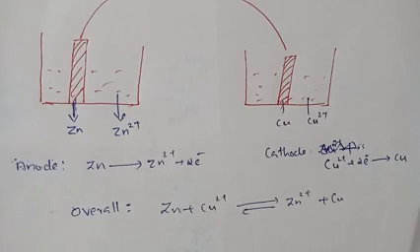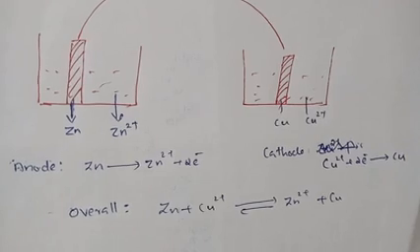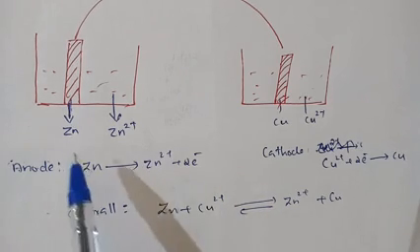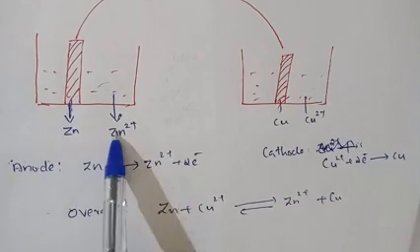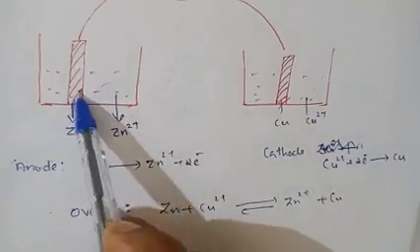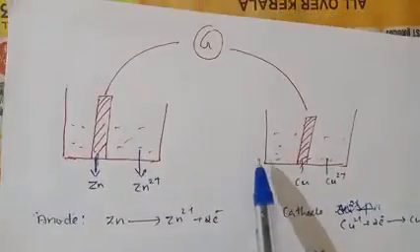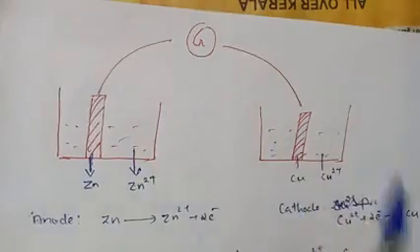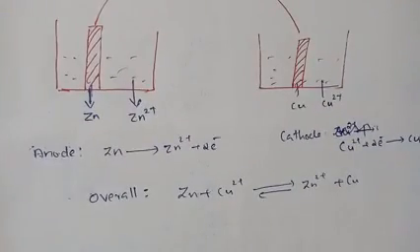Hello students. So in the previous video we discussed the electrochemical cell. Once more, just listen here. Zinc is dipped in Zn2+, and Cu is dipped in Cu2+. Zinc and copper are connected by a galvanometer, ammeter or voltmeter, anything, and a salt bridge will be there. Now we need to represent the salt bridge here.